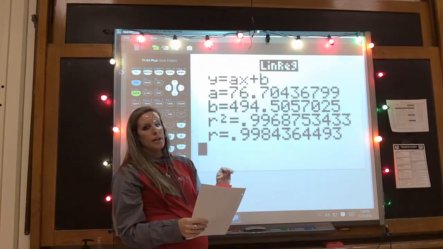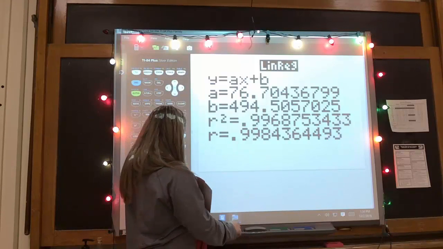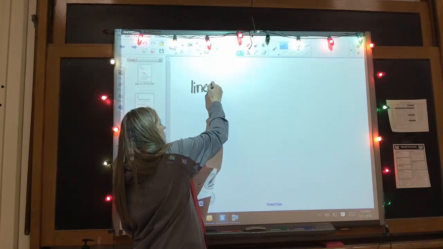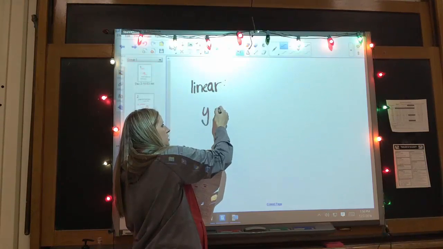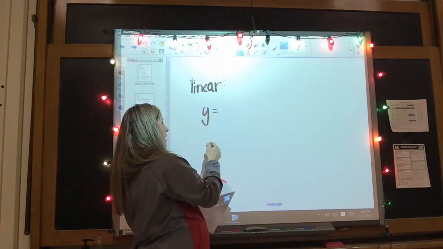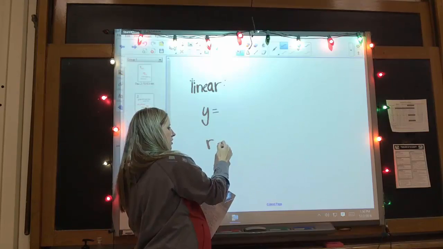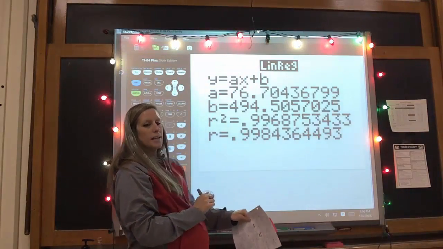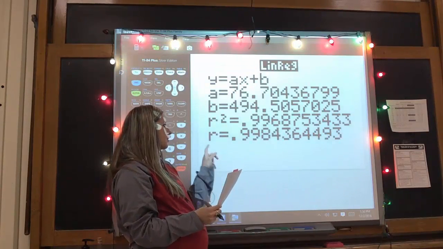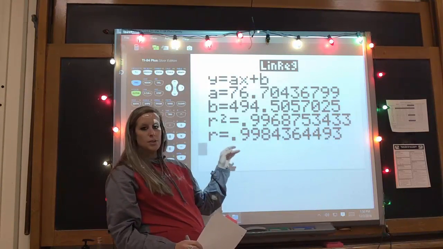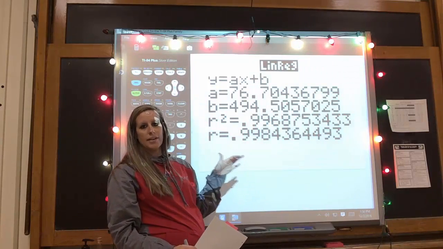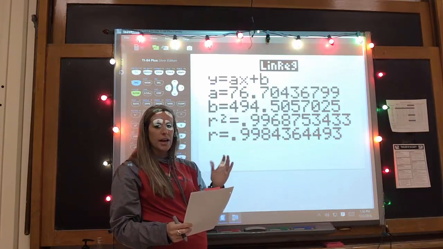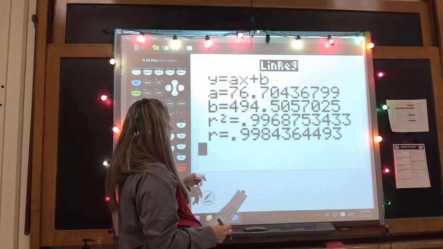Okay. Now, here's what I want to see. On your paper, you're going to write linear, and you're going to give me the equation for that. Okay. I also want to see what the correlation coefficient is, your R. Okay, like I said at the beginning of this video, if you're not seeing R equals or R squared equals, you've got to turn your diagnostics on. At some point they got turned off, so look at your calculator steps, it'll tell you how to do that.